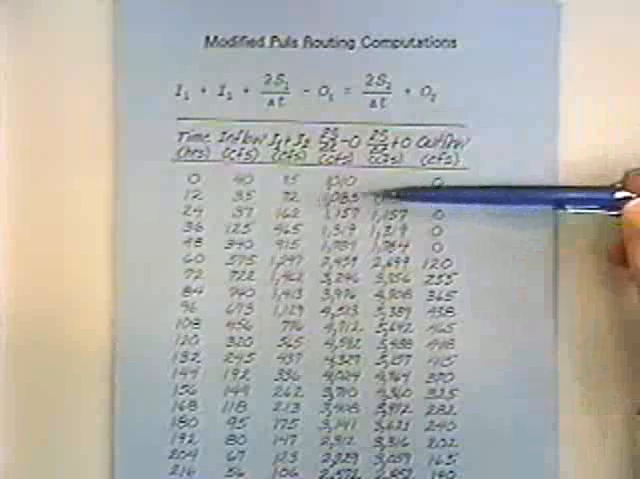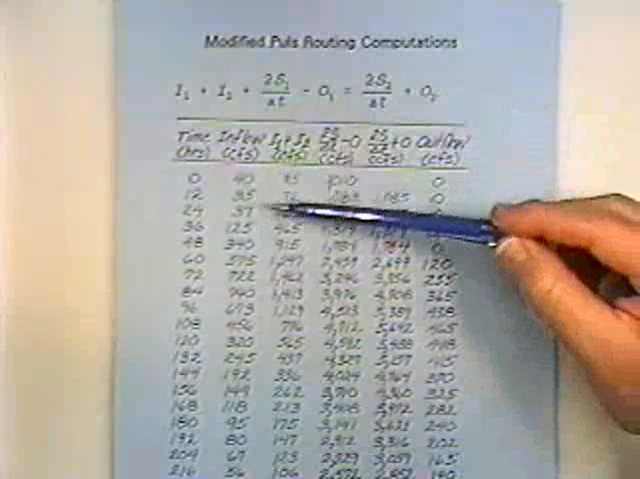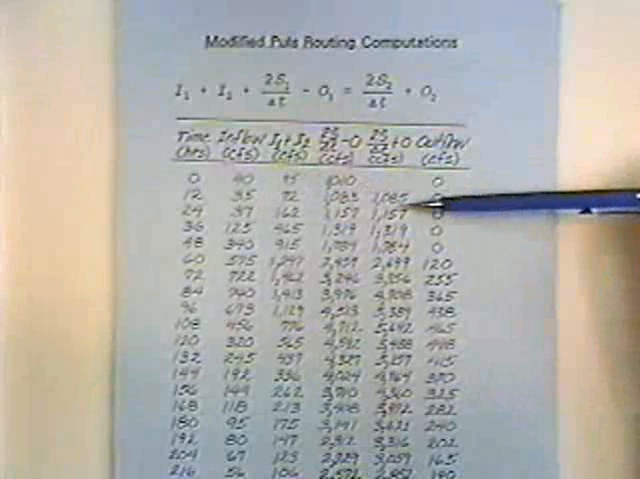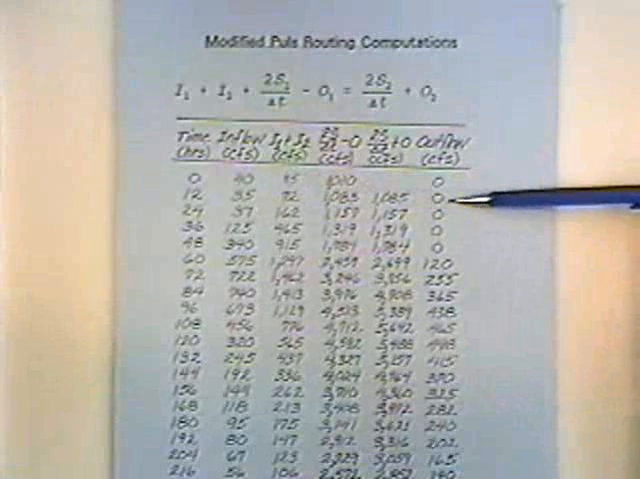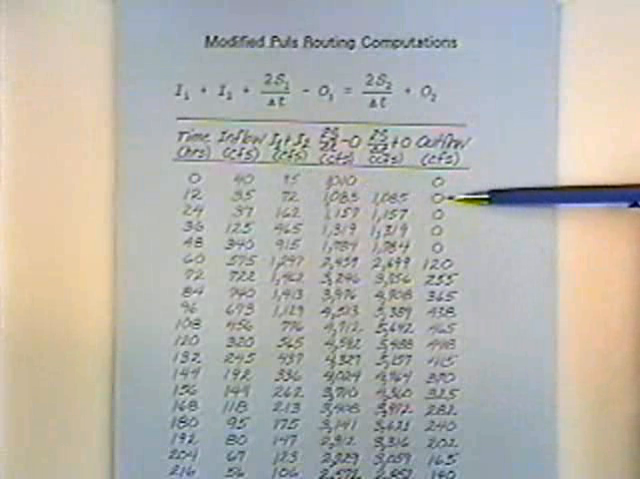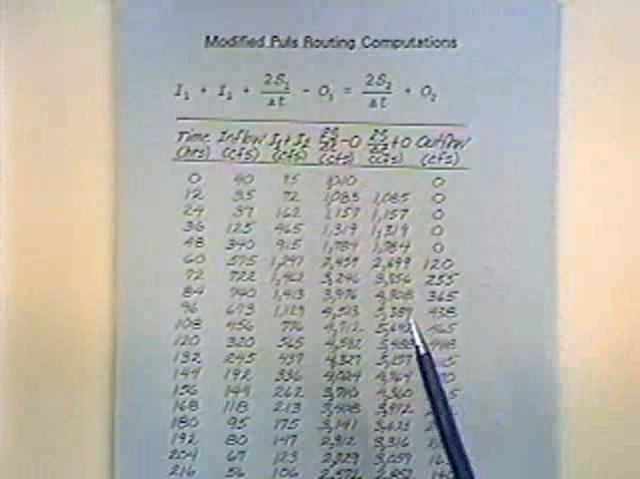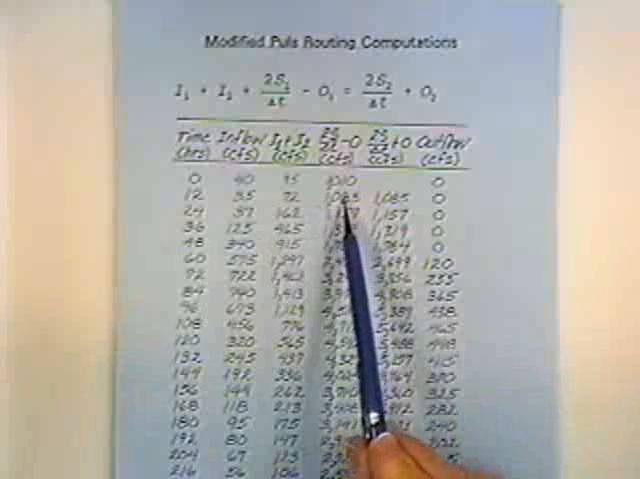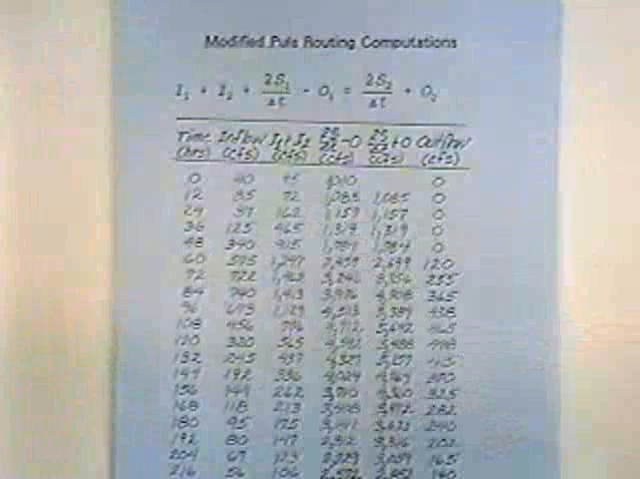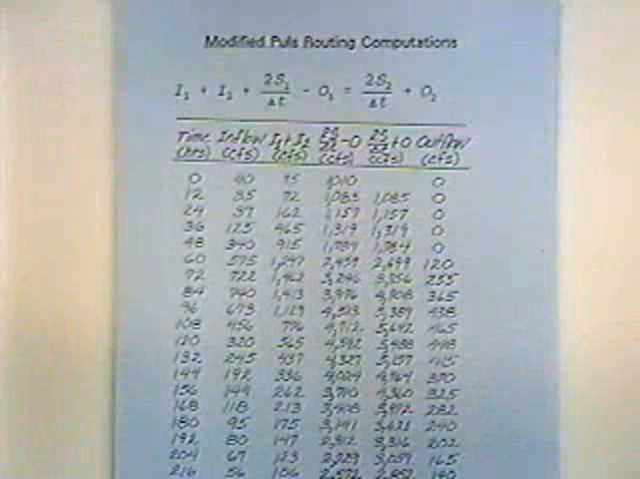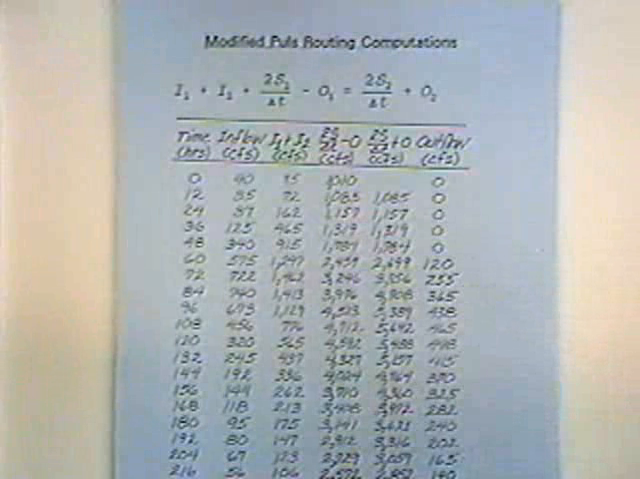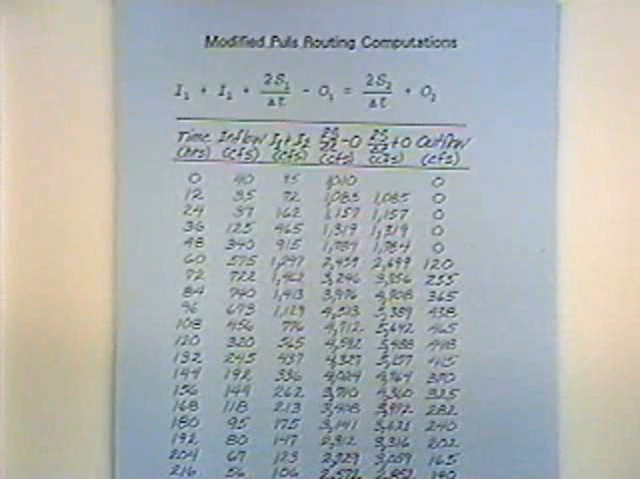And then we plug into the equation repetitively. I1 plus I2, 40 plus 35 is 75, plus 1010 is 1085. We go to the storage indication curve of the previous page to get the outflow, 0. And then subtract 2 times 0 from that to get the 2S over delta T minus outflow, and repeat the computations. And so given the inflow hydrograph, again, we've computed the outflow hydrograph. And I've gone over that very quickly.